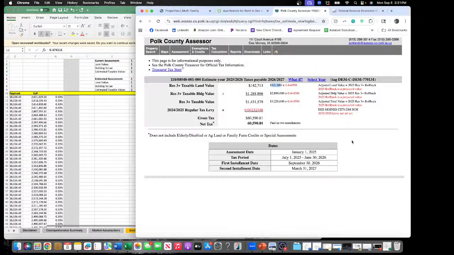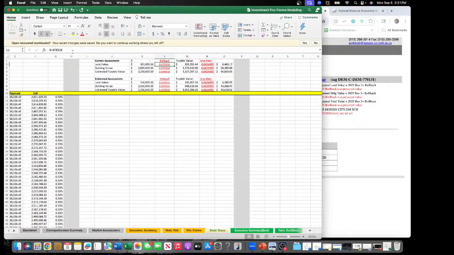Now, Iowa, we have a rollback. That's what you're seeing right here, 0.444590. So we're going to want to add in our rollback here. Iowa is just weird, 0.444, and we have 590 as well. So it's being taxed like a residential rate here. So we'll make sure we add that in.